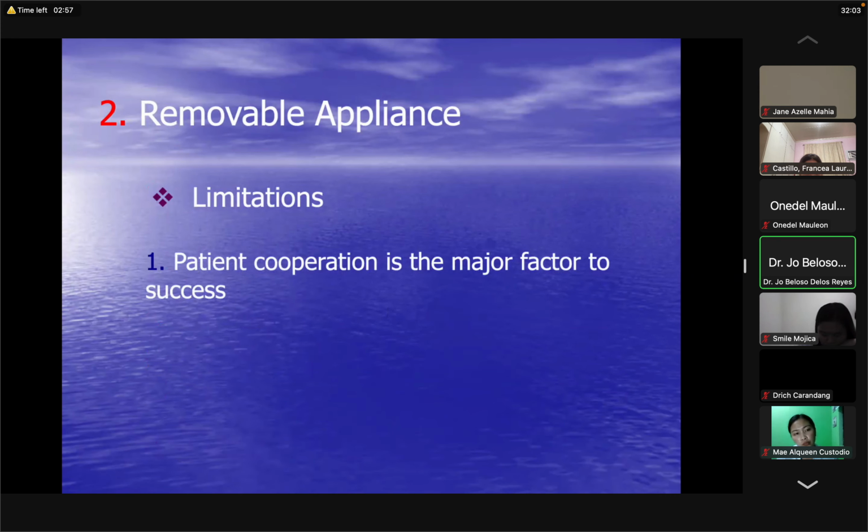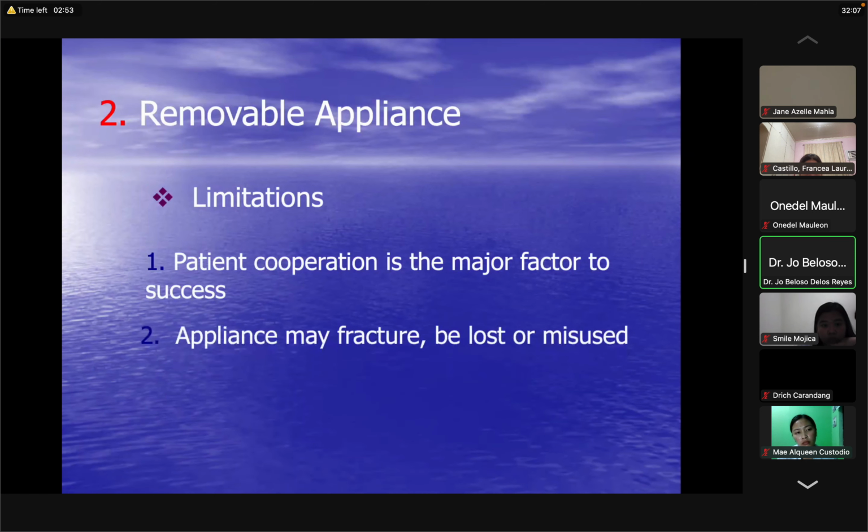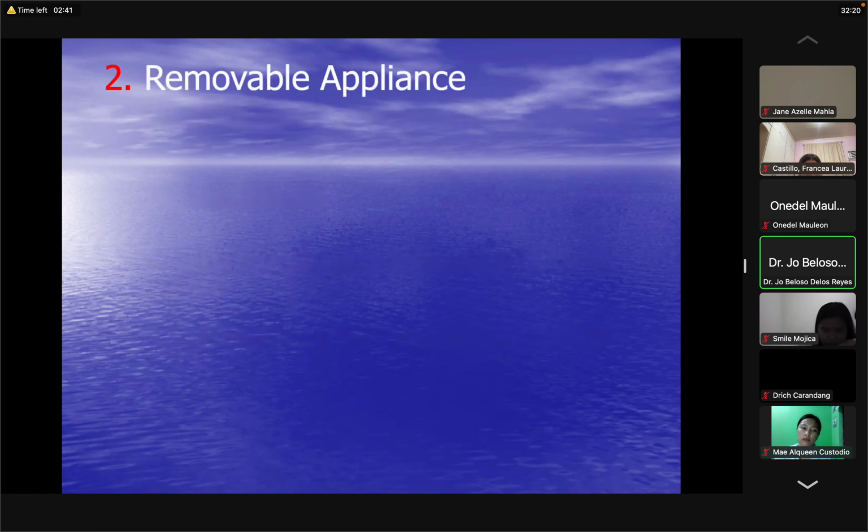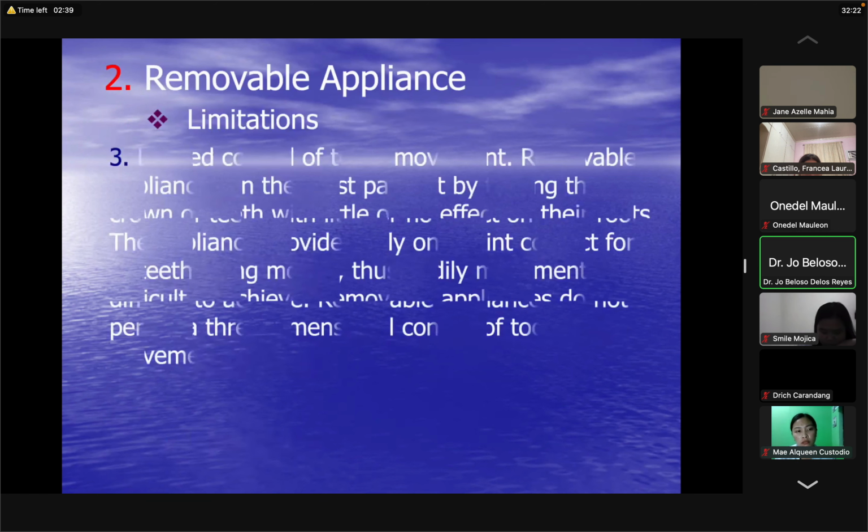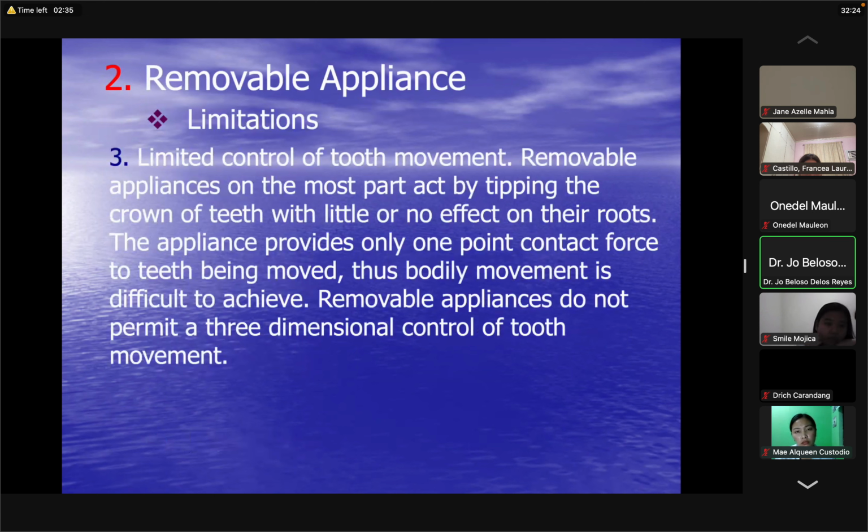Limitations. Patient's cooperation is the major factor to success. Kasi nga, removable, palagi nilang tinatanggal. Appliance may fracture, be lost, or misused. Naupuan ko po ang aking retainer. Naapakan ko po kasi natatanggal. Limited control of tooth movement.